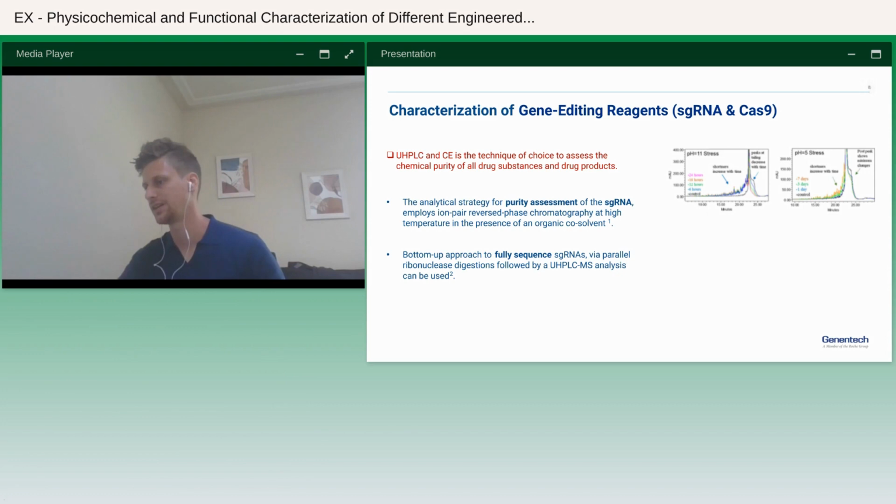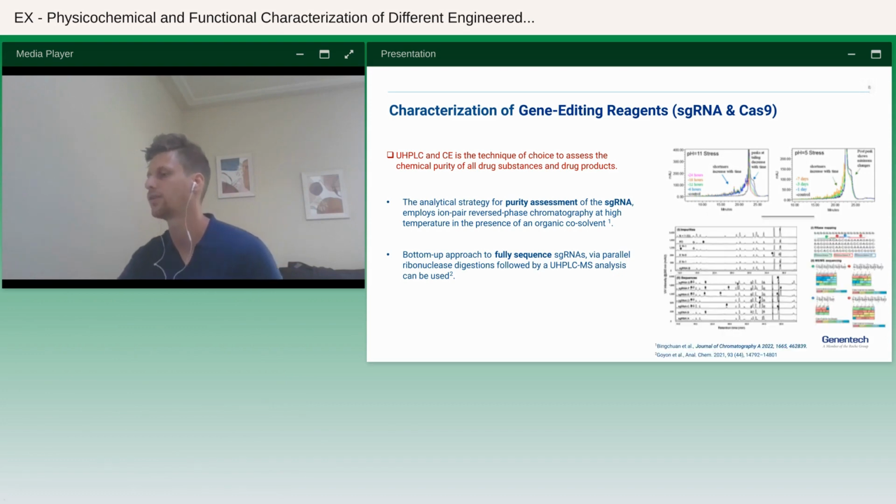And so you can see here one example, where we have different chromatograms of different guide RNAs, and basically you can determine all the different impurities, and we can have a high sequence coverage and be sure that we don't have any problem with the single guide RNA, and it will be very specific to our target.